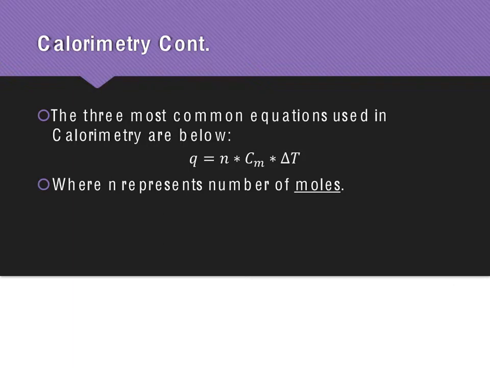Our second equation is Q equals n times Cm times delta T. It's the exact same as the first equation, except instead of mass we have moles, and instead of specific heat capacity we have our molar heat capacity. Exact same setup. It's still based on the amount that you have times its capacity times however much you actually want to raise its temperature by.